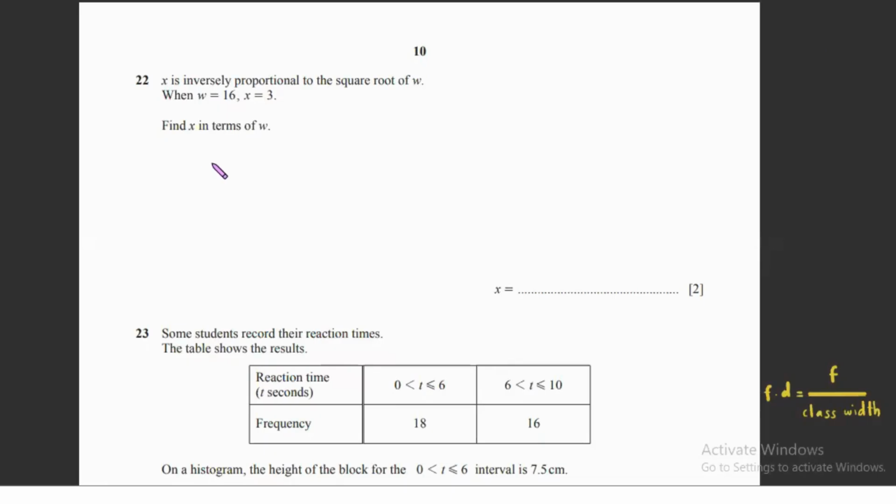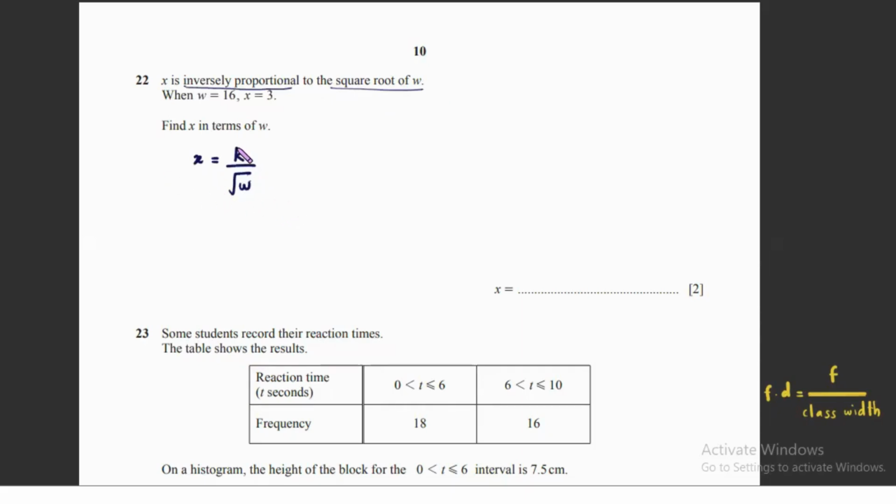First, I'm going to form the equation for this. As it states that x is inversely proportional to the square root of w, I will write it as x is equal to k over the square root of w, where k is the constant. As it's inversely proportional, the constant has to be written at the top, and the next value that is given to us has to be written below the division bar. So this is how it should be written.